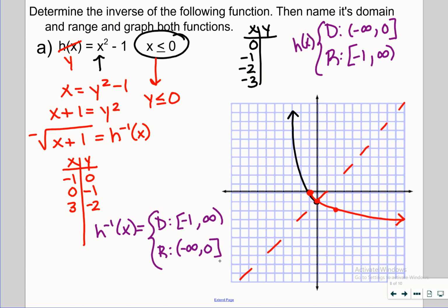So the last one is yours to try. I'll give you a little bit of time, see if you can find the inverse, graph both the functions, and then find domain and range.